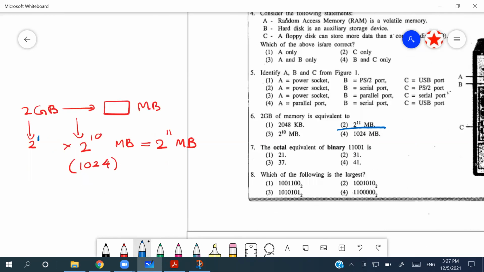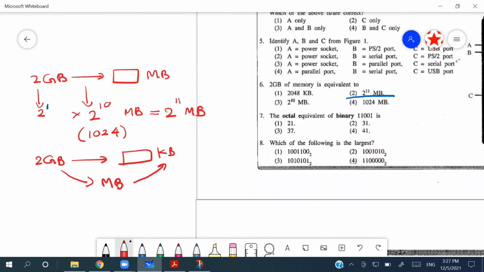If you are going to convert this into KB, how can it be done? It's 2 GB, and they are asking to convert into KB. So GB needs to be converted into MB, and MB needs to be converted into KB. GB to MB conversion needs another 2 to the power 10. MB to KB conversion needs another 2 to the power 10. So altogether it's going to be 2 to the power 21 KB. There is no answer like that, so the second one is clearly the answer.